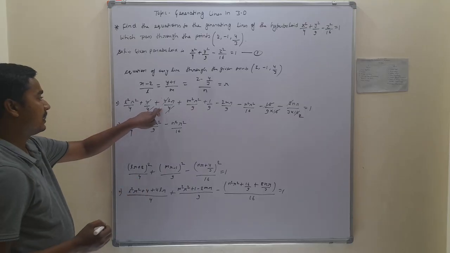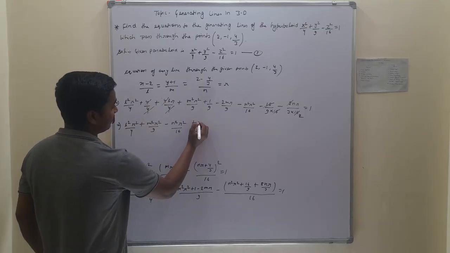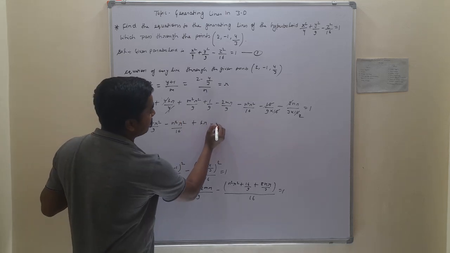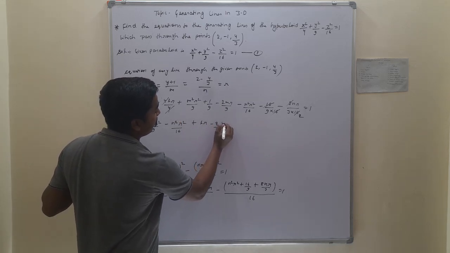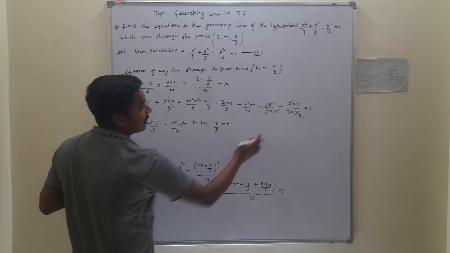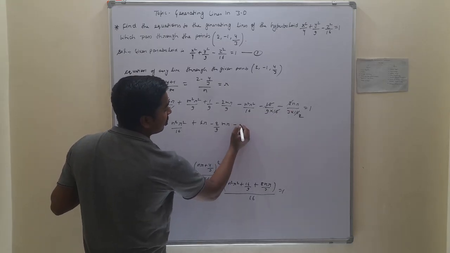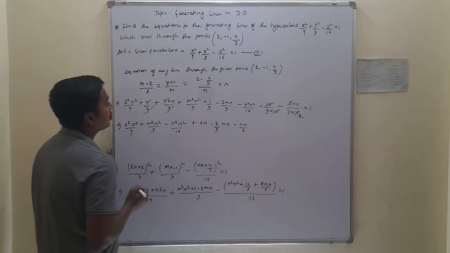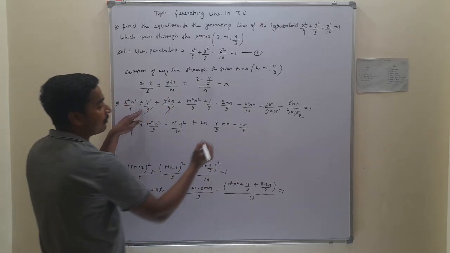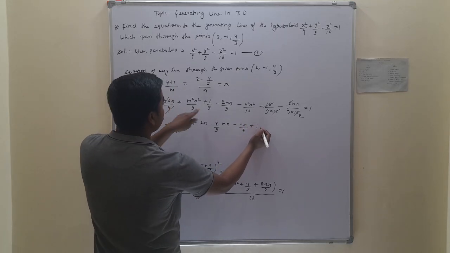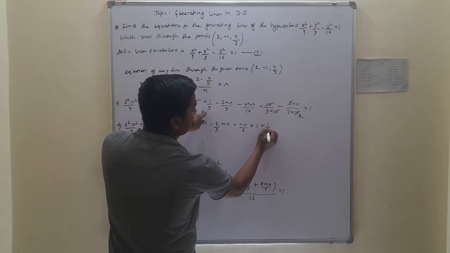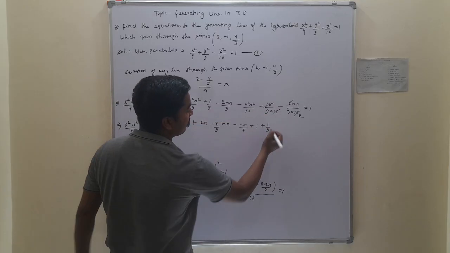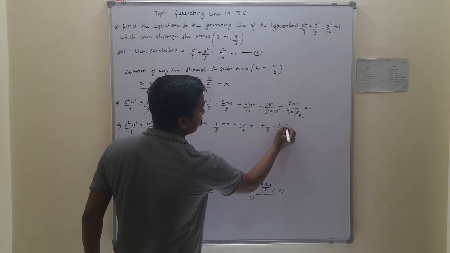And further we write here plus lr, here minus 2 by 9 mr, and here minus nr upon 6, and the constant term here is plus 1. Here is plus 1 by 9, and here also 16 to 16 is cancelled out. Here is minus 1 by 9 is equal to 1.